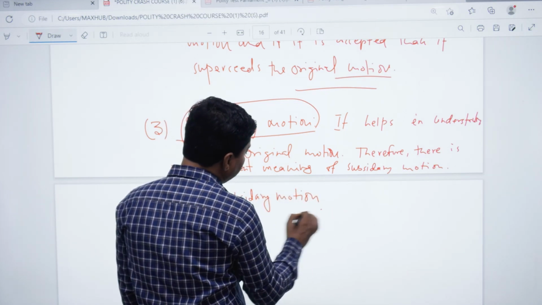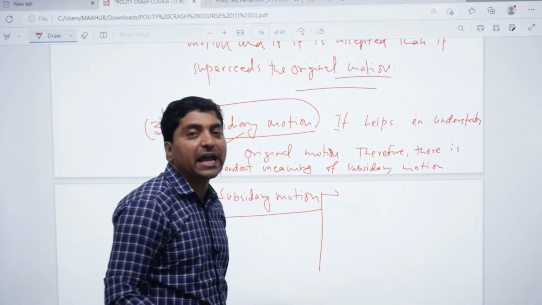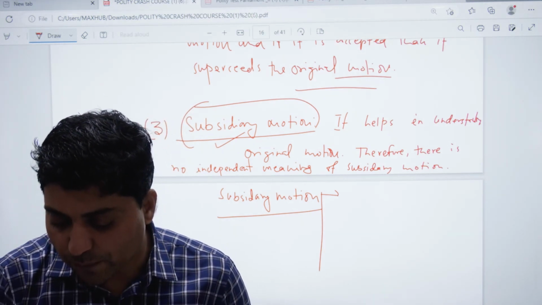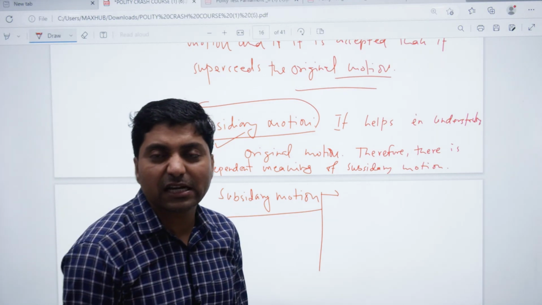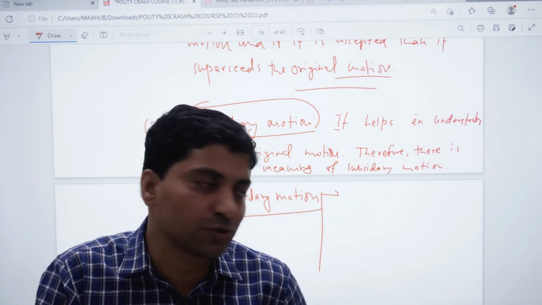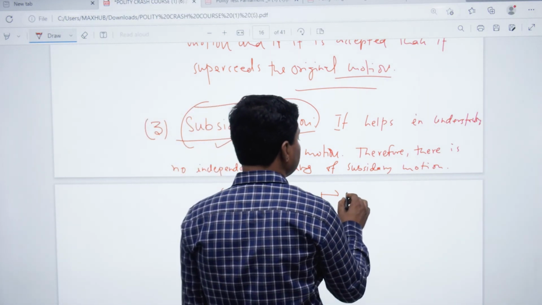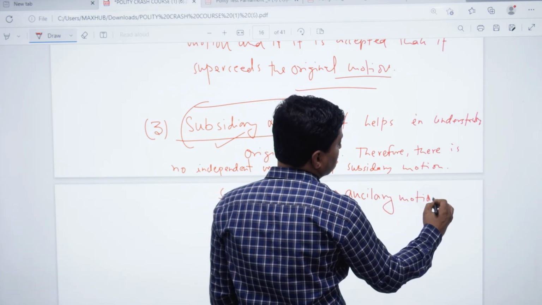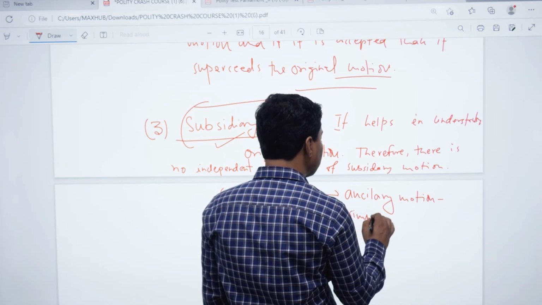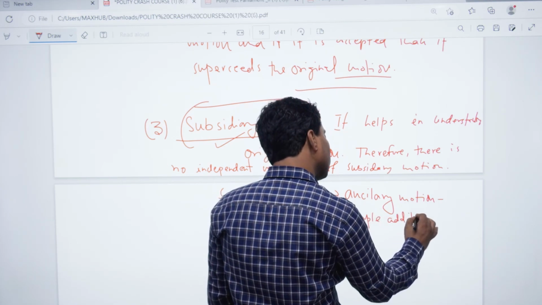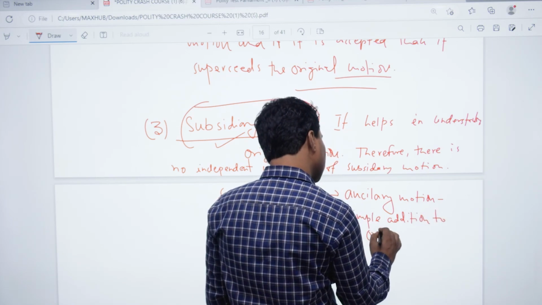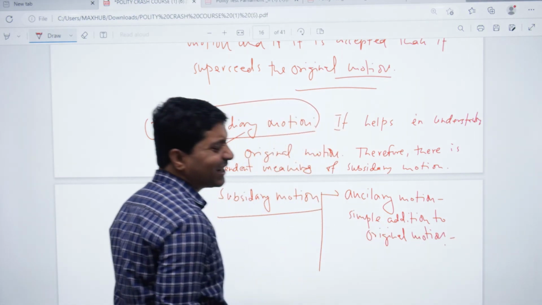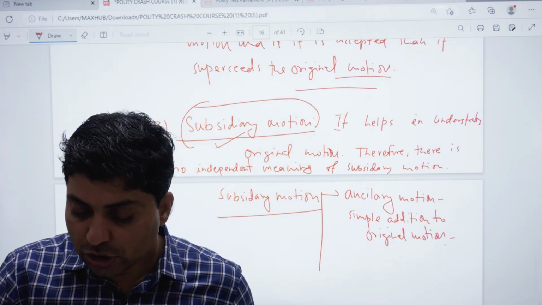ये जो असिस्टिंग मोशन है ये भी तीन तरीके का होता है. एक को कहते हैं एंसिलरी मोशन. What is ancillary motion? It is used as the regular way of proceeding with various kinds of business. Basically just addition, a simple addition to the original motion. तो ओरिजिनल मोशन है उसमें थोड़ा सा ऐड कर दिया, कुछ छूट गया है, ऐड कर दिया, दैट इज सब्सिडियरी मोशन.